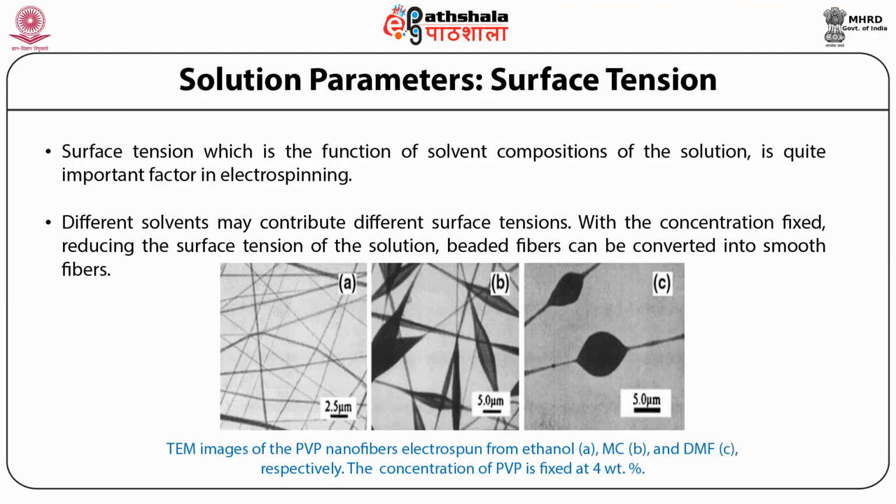Images of PVP nanofiber electrospun from ethanol, MC and DMF are shown respectively. One can compare these points. The concentration of PVP is fixed at 4 weight%. They found that different solvents may contribute different surface tension. With the concentration fixed, by reducing the surface tension of the solution, beaded fiber can be converted into smooth fibers.